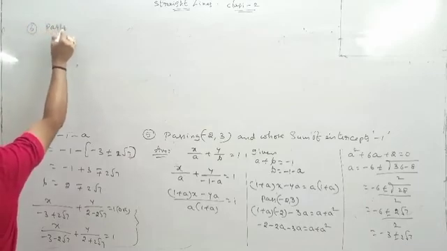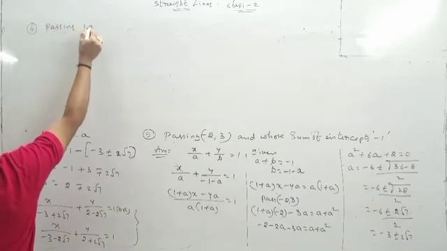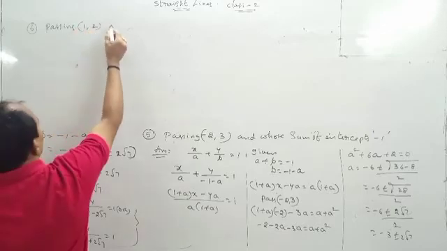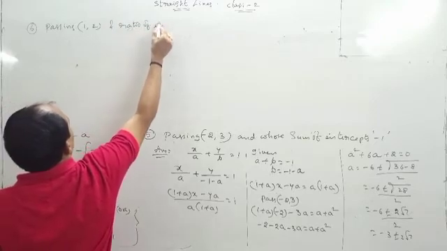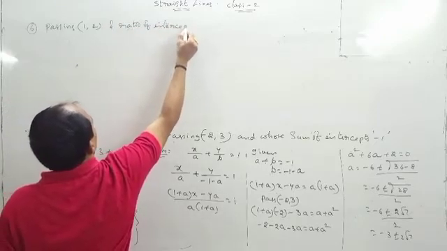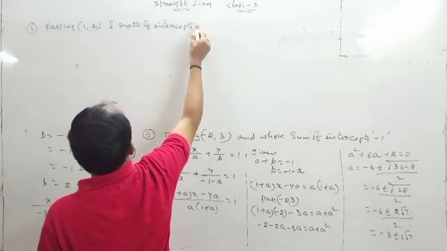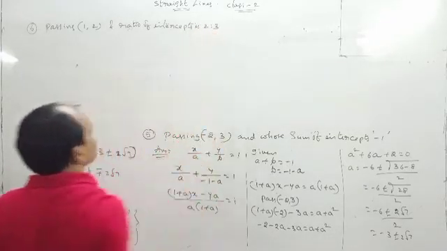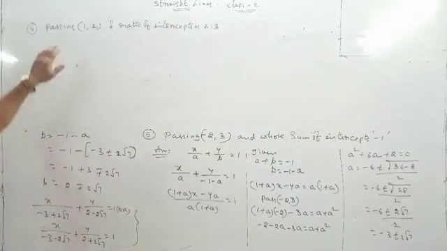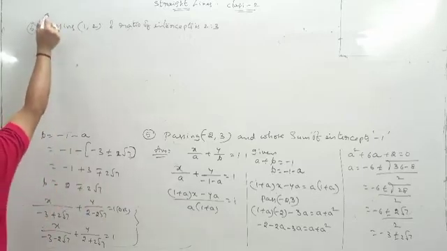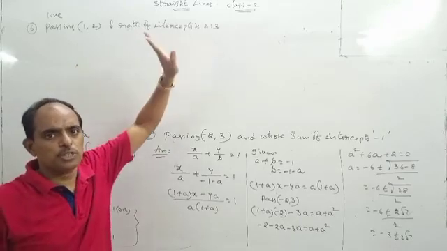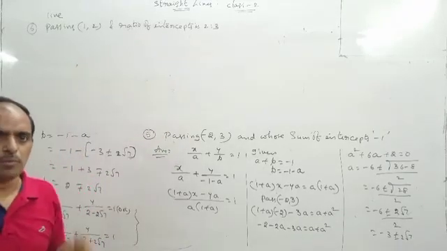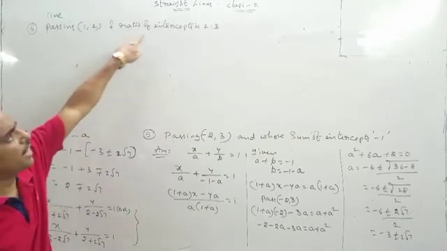Passing through 1 comma 2 and ratio of intercepts is 2:3. Find the equation of the line passing through 1 comma 2 and ratio of intercepts is 2:3. Find the equation of the line. Simple problems even. So first, the ratio of the intercepts.